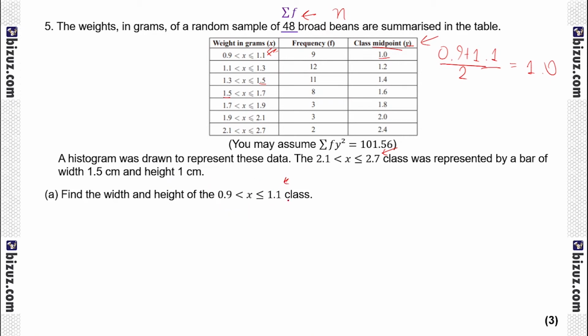Given the data for this one, we need to find the data for this bar. How do you go about that? First, to find the width, we need to realize that the width of the histogram bar is just going to be a scaled up version of the class width. The histogram bar is always proportional to the class width. The class width is basically the length of the mathematical interval. So 2.7 minus 2.1 is 0.6, and the bar width is what you see in the histogram.